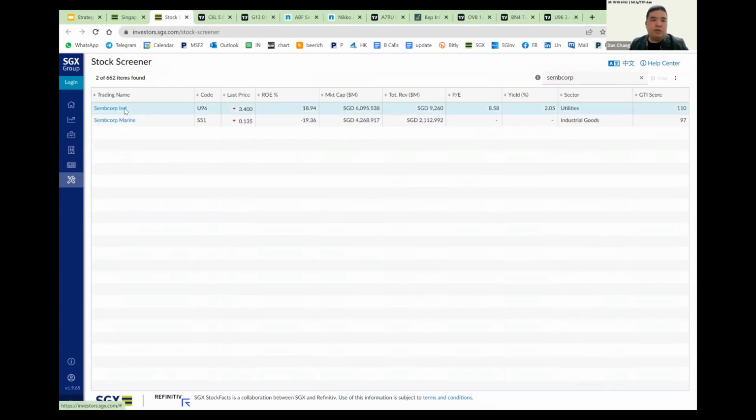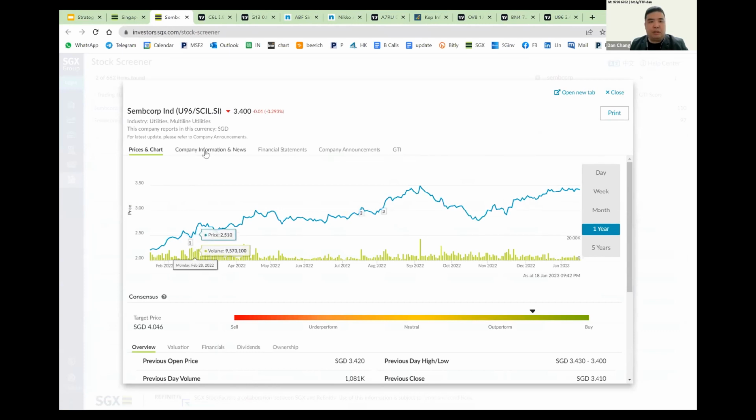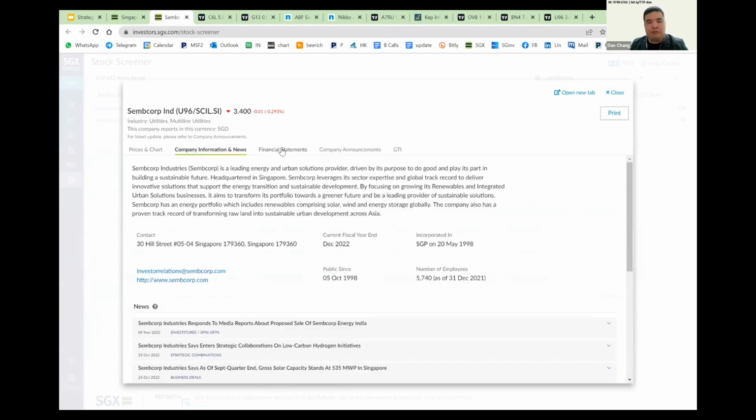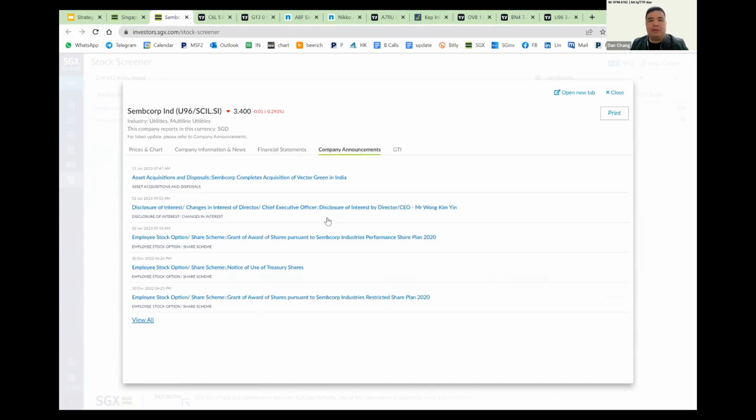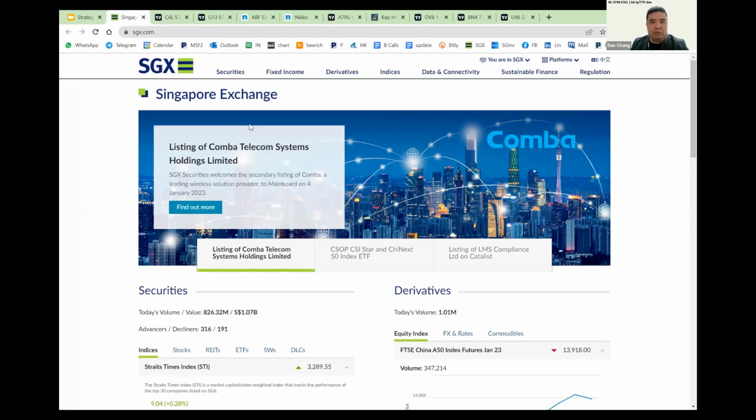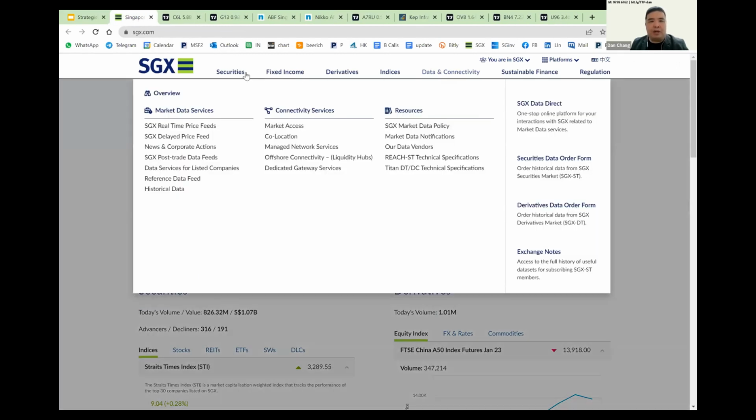Once you click inside, you see that there's a price and chart, there's company info, there's the latest financial statement, there's even company announcements. Every single important announcement they have to put on the SGX website. And if you want to know the earlier ones, you just click on view all.